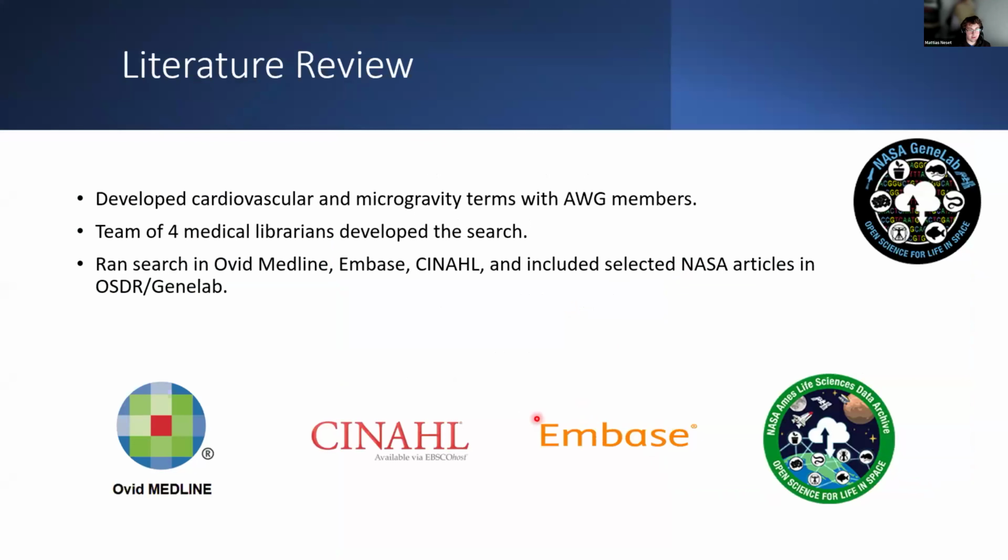Again, this part of the background is likely familiar to a good chunk of you, as I've presented this before, but I'll just briefly describe the steps that we took to develop the search. We consulted with a team of 20 AWG experts to develop relevant search terms, and had a multi-center team of 4 medical librarians run the search in Medline, Embase, CINAHL, and they even included some articles that were published in GeneLab and had their data available.